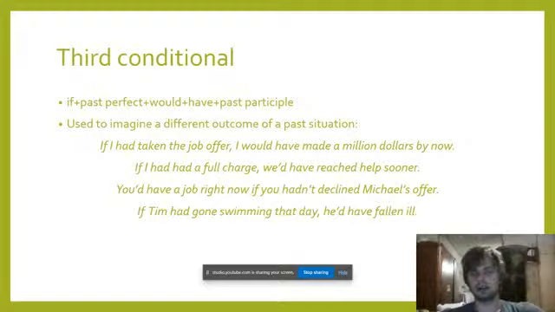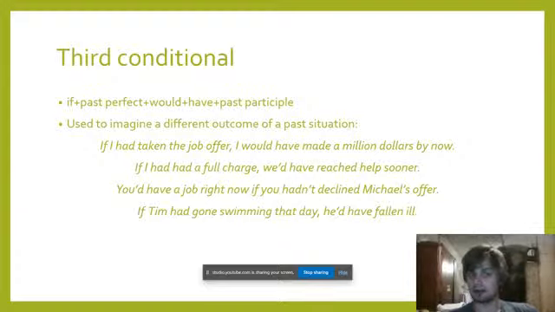If I had had a full charge, we would have reached help sooner. So basically what happened is that the speaker's battery went flat, and they could not reach help as soon as they wished they could. So it took them a longer time to actually find help, and as we can see, the speaker is not too happy with that fact at all.